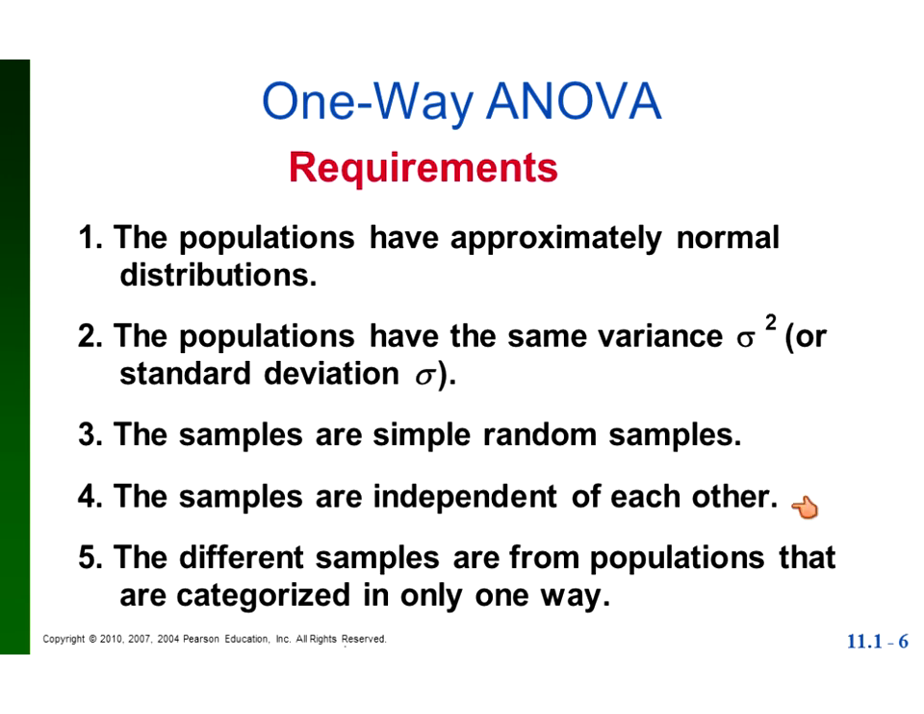We have to have simple random samples. They have to be independent of each other. That's very important. They have to be independent of each other. The different samples are from populations that are characterized in only one way. So they can only be distinguished by one factor.